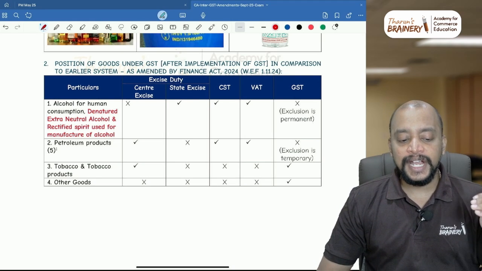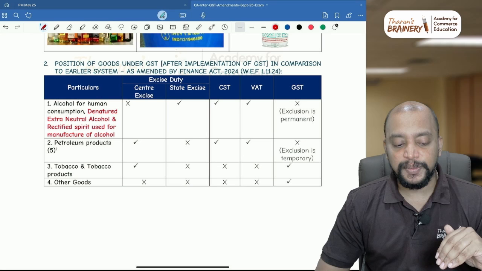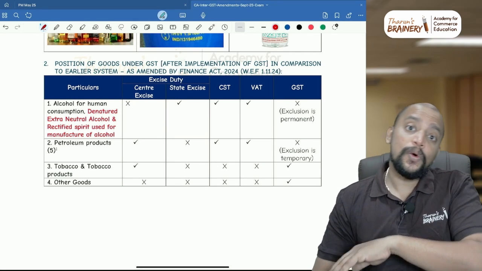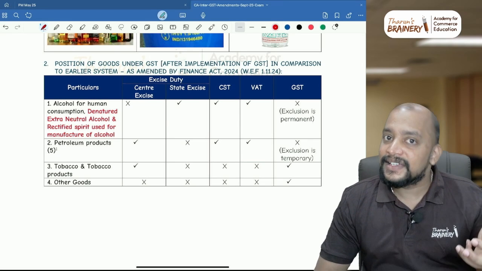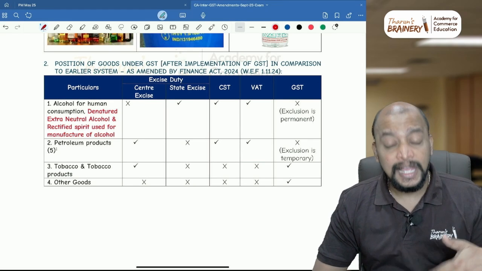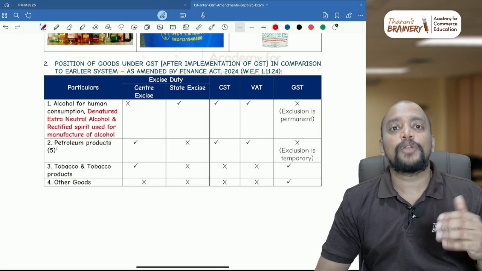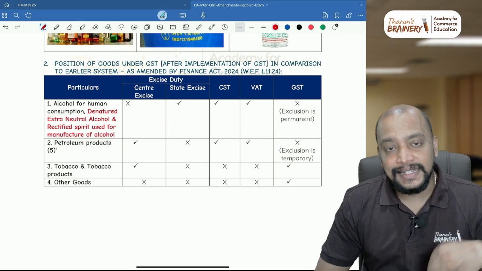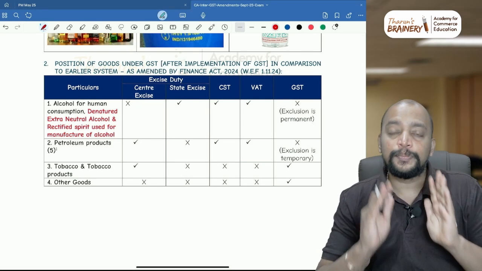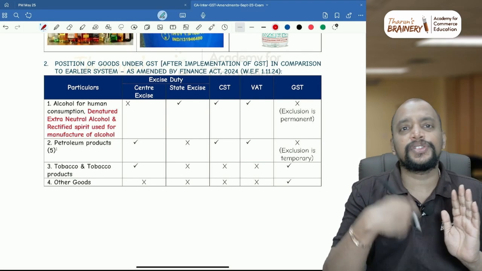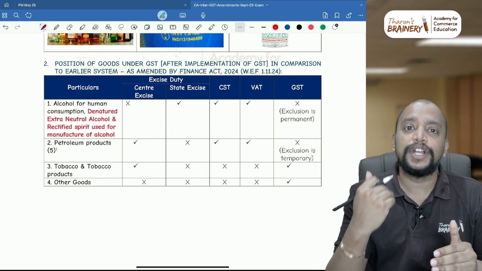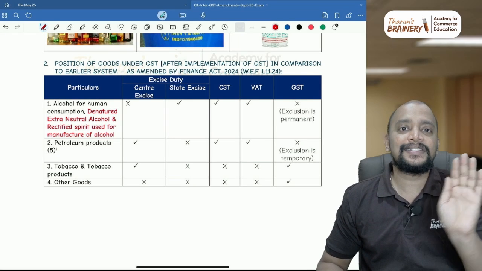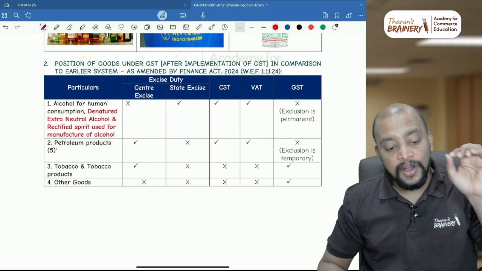Now on denatured extra neutral alcohol and rectified spirit used in manufacture of alcohol, as there is no GST, the old indirect taxes, that is the state excise duty, will be applicable on manufacture and CST and VAT will be applicable on sale. If it is interstate sale, CST, intrastate sale, VAT, okay. So previously it was subject to GST and now they have brought it into exclusion from GST, which means the old indirect taxes will continue to be applicable on these also.